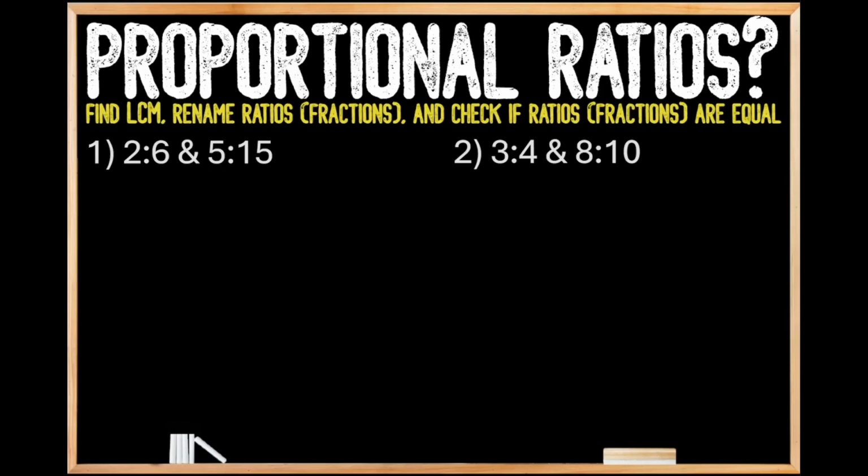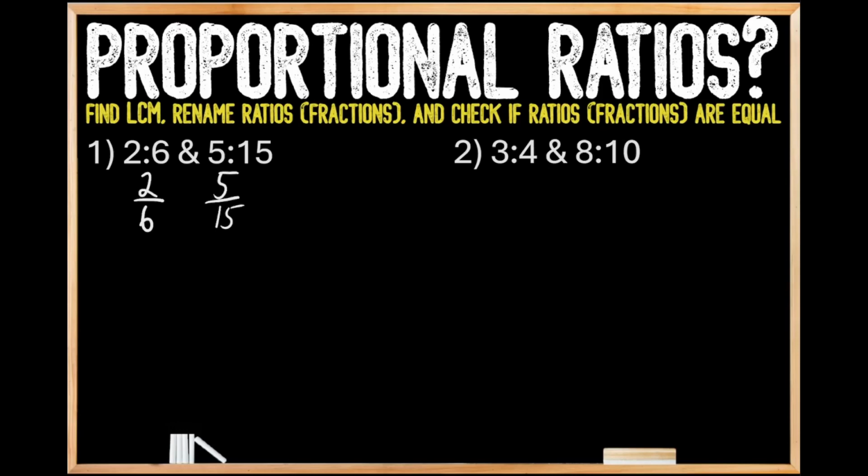So jumping right into question number 1, we're being asked to determine if the ratios of 2 to 6 and 5 to 15 form a proportion. The first thing we're going to do is, down below, rewrite these ratios in fractional form. So first we have the ratio of 2 to 6, and then we have the ratio of 5 to 15. Now that we've rewritten these ratios in fractional form, we're ready to start following our steps up top that we see highlighted in yellow.